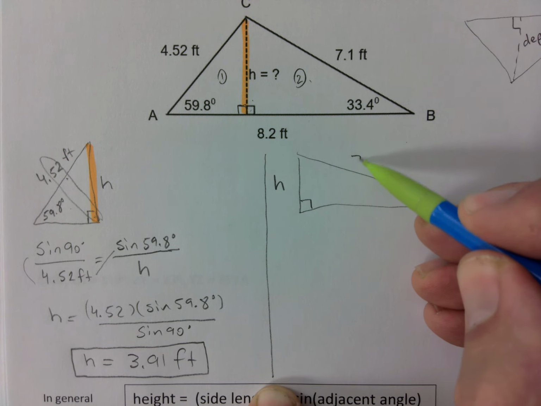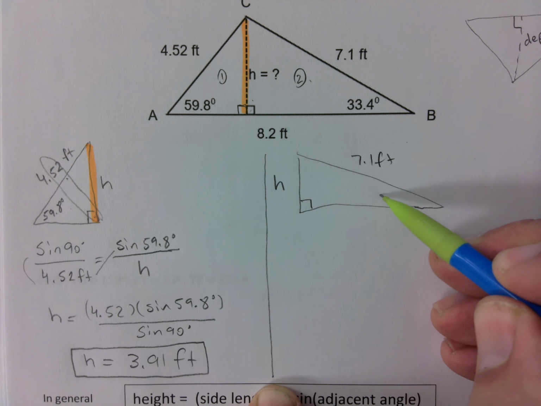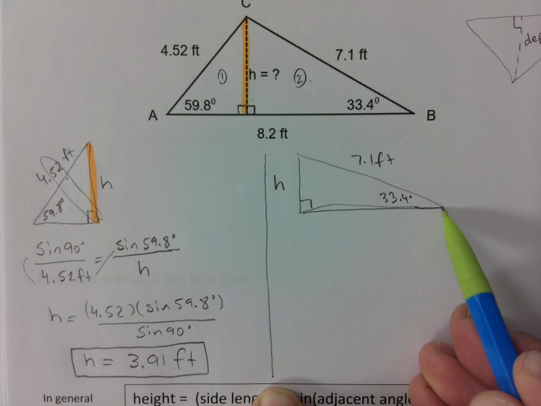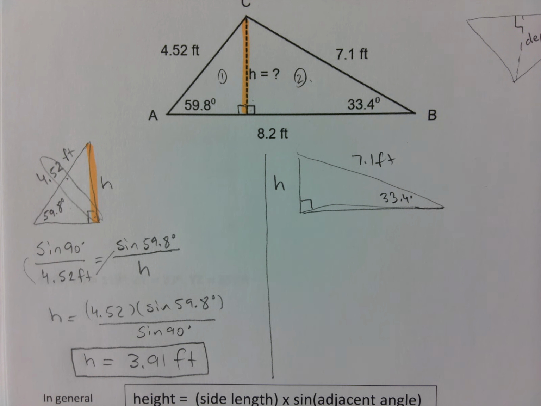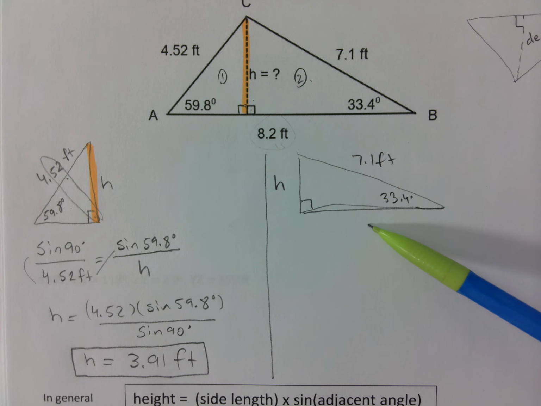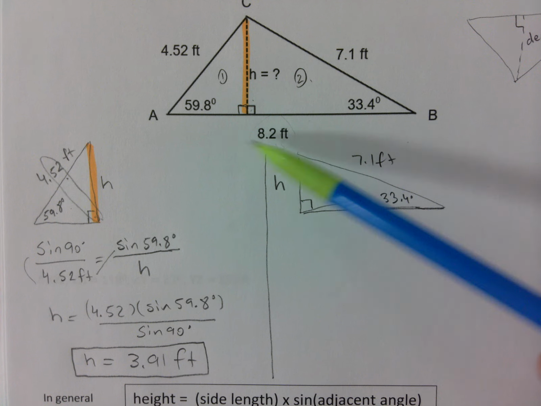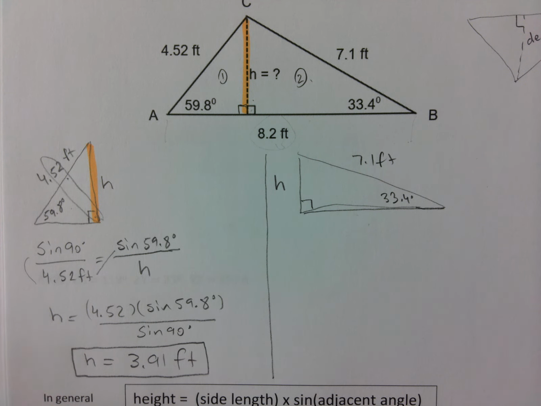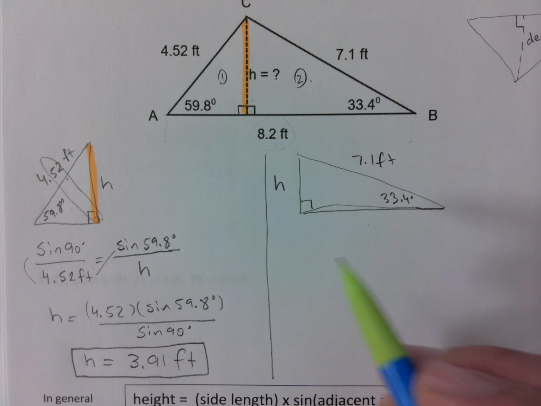This is h. This is 7.1 feet. This is 33.4 degrees. Oh, maybe let's talk about the common mistake. You wouldn't fall for it, but I know people that do. Okay, 8.2 feet. Can I copy that down here? Can I take this number and put it down here? Because this is implying it goes from end to end, right? So don't use it. Okay. Quite often I see that, so be warned.